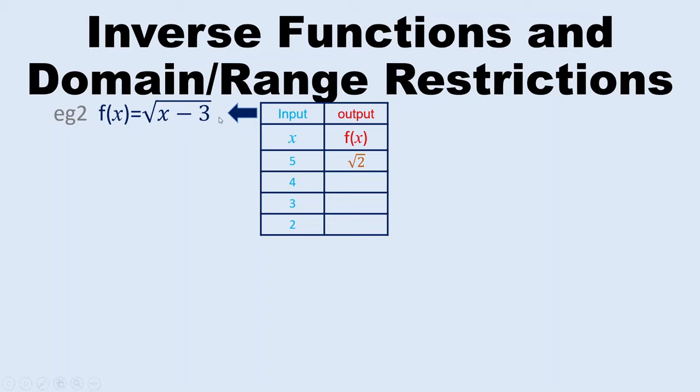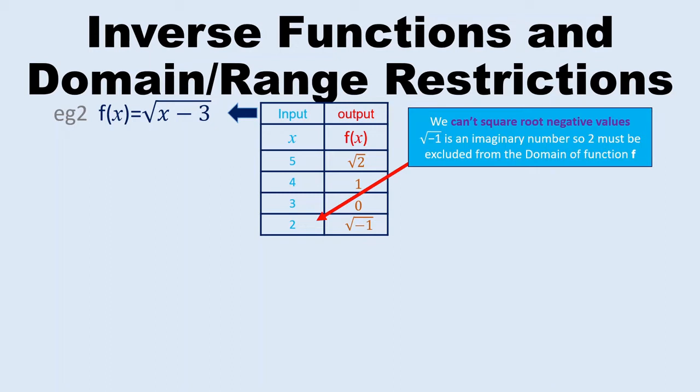If I put 4 into this function, I'd get 4 minus 3, which is 1, and then I square root that answer. The square root of 1 is just 1. If I put 3 into this function, I get 3 minus 3, which is 0, and square rooting 0 gives me 0. But if I put 2 into this function, 2 minus 3 is negative 1. And if you do the square root of negative 1 on your calculator, you're going to get an error because we can't square root negative numbers. The square root of negative 1 is actually what we call an imaginary number. So 2 must be excluded from the domain of function f because it doesn't give me a real answer.